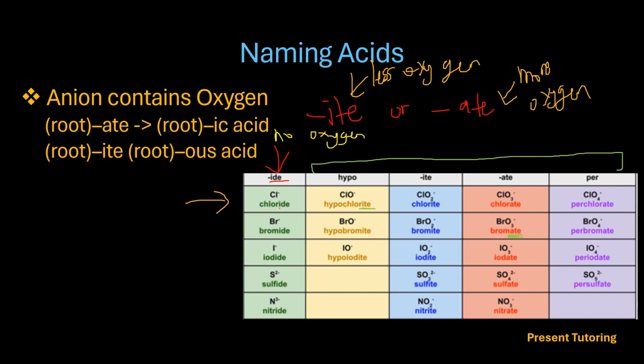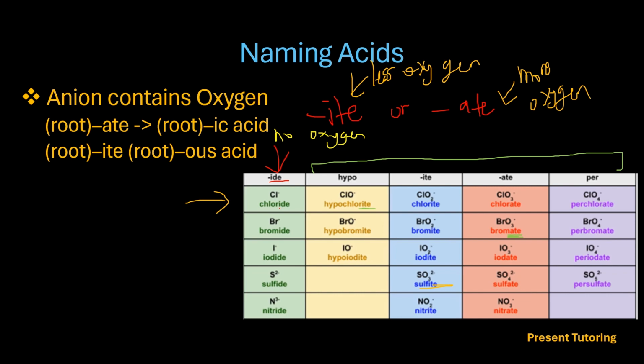Same thing goes for iodine. You have iodide, hypoiodite, which is really low oxygen, but not no oxygen at all. And then you go into iodite, and then iodate, and then periodate. Sulfide: there is no hyposulfite or anything, but you do get a sulfite, and then a sulfate, and then a persulfate.